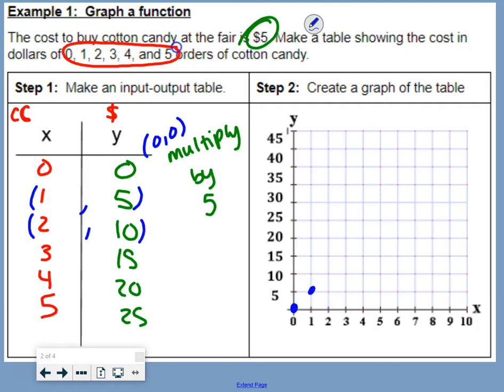Then 2, 10. 2, 10. 3, 15. So 3 is our x value, 15 is our y value. 4, 20. 5, 25. So there's the graph of our function.